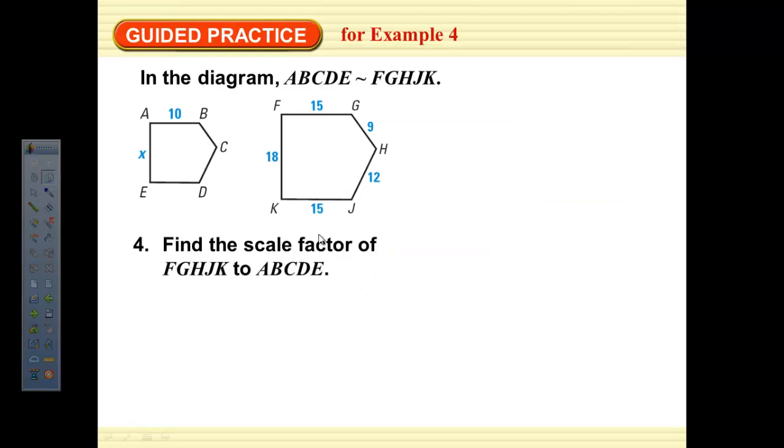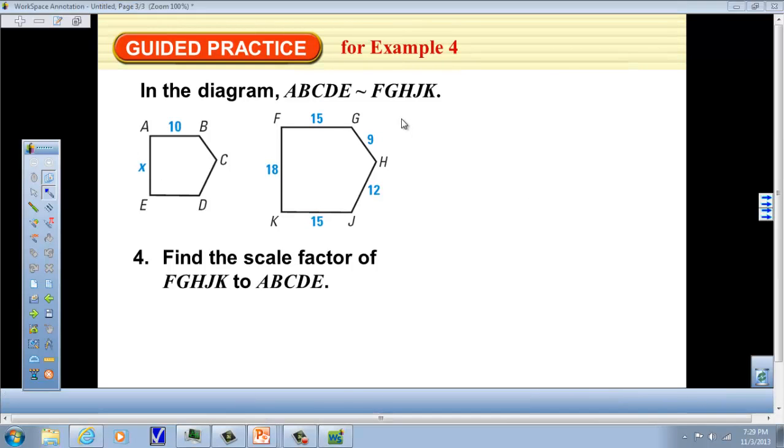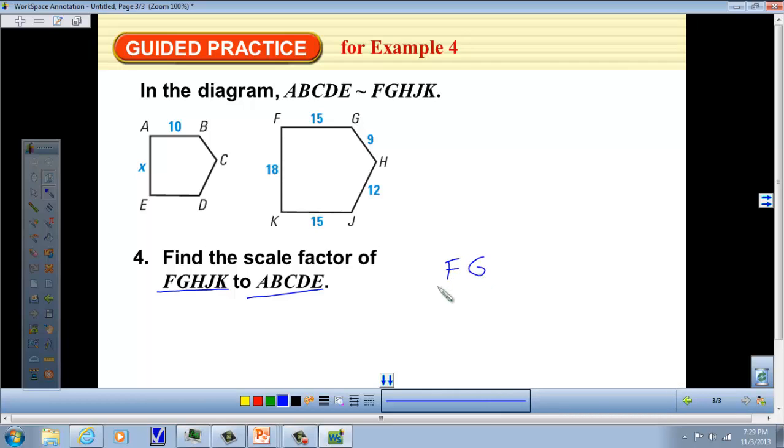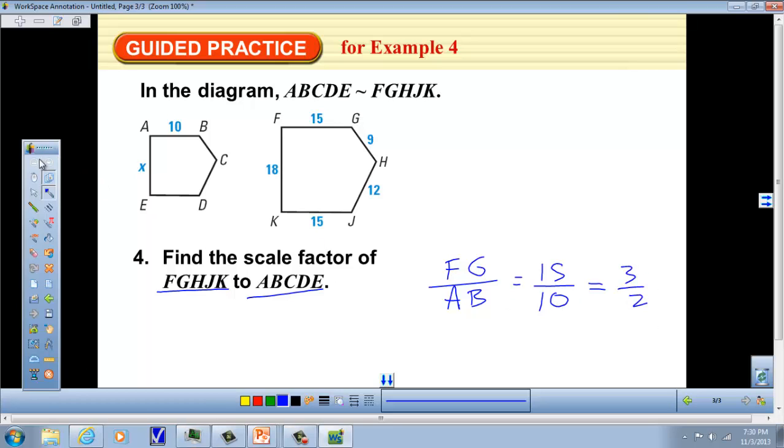For this next one, we want to find the scale factor. Again, just take two sides that are corresponding, and again, it's FG, HJK. So this is the bigger figure to the smaller figure right here. And so what we do is we can take any side. I'm going to do FG over AB, where FG is 15 and AB is 10. If we divide both sides by 5, we get 3 over 2. So our scale factor is 3 over 2.